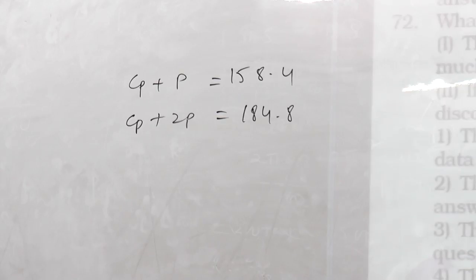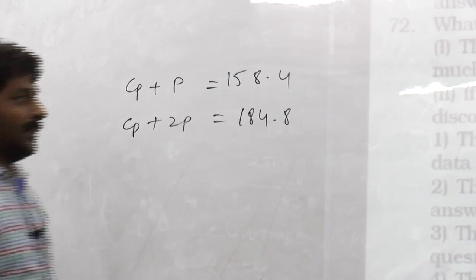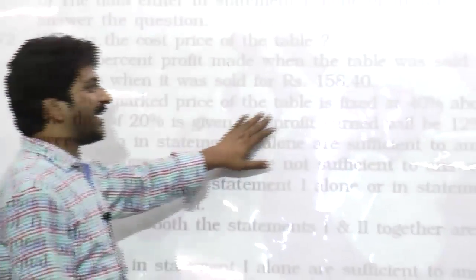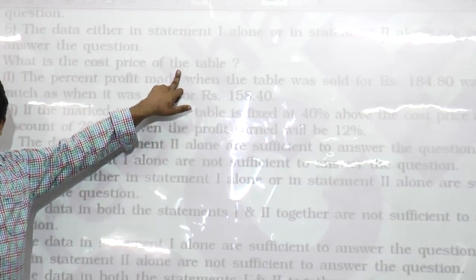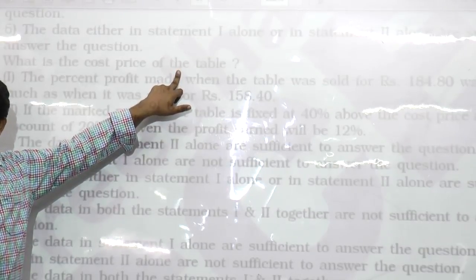One alone is sufficient. But now look at the second one. The market price of the table is fixed at 40% above the cost price, and then a discount of 20% is given. The profit earned will be 12%. What is your question? First of all, tell me. Cost price, in the sense you need to discuss in terms of rupees. Do you have rupees in second option? Get rid of it. You will not get answer from it. You need to have some number in terms of rupees. That is not given in second option, so you will not get answer. 1 alone is sufficient, but not 2 alone.